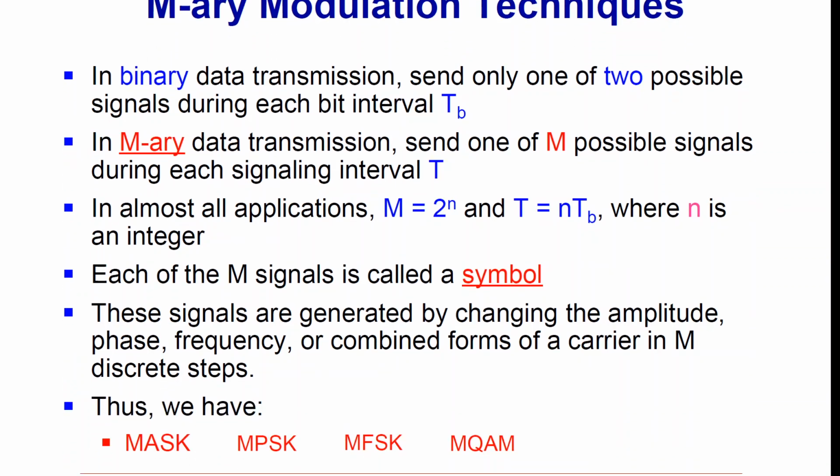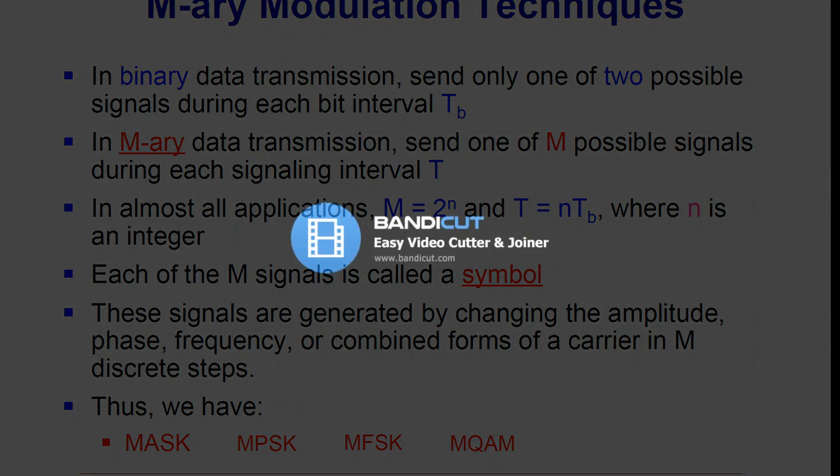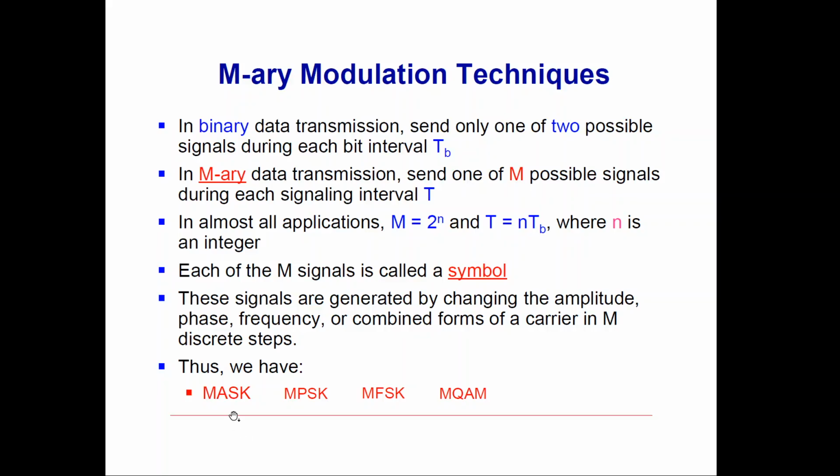Now we have four different schemes: MASK, that is M-ary amplitude shift keying; MPSK, M-ary phase shift keying; MFSK, M-ary frequency shift keying; and MQAM. QAM is actually a combination of amplitude and phase. So both amplitude as well as phase change.